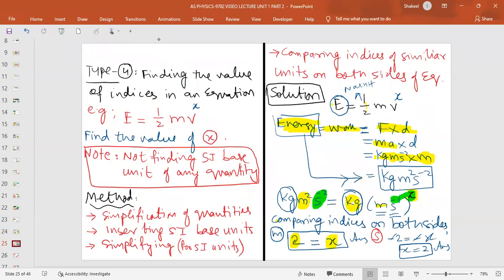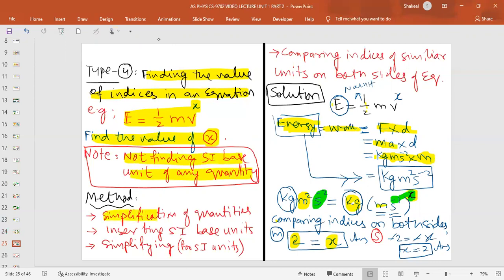Okay, moving on to type 4 now. Type 4 is finding the value of indices in an equation. What are indices? Indices are the power of any quantity, like E is half mv^x. You're asked to find the value of x. This is not about finding the unit, this is about finding the numerical value. So you're not finding the SI unit, but a number value.